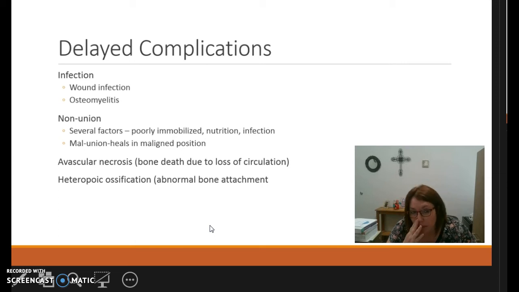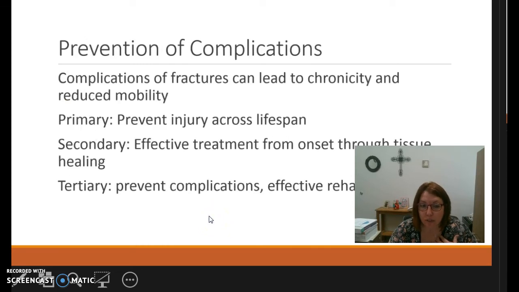Non-union is another complication where the bone does not come together, and several factors cause non-union when the patient is poorly immobilized. They're not maintaining non-weight bearing like the physician asked them to do. Nutrition is key, and we're going to find that out again when we talk about that in a future lecture. And infection. Then malunion is when it heals not lined up. It's malaligned. Avascular necrosis is bone death due to loss of circulation to that area, which can occur. And then you also have heterotopic ossification, which is abnormal bone attachment. Sometimes people have chronic illnesses and things that can cause that to occur.